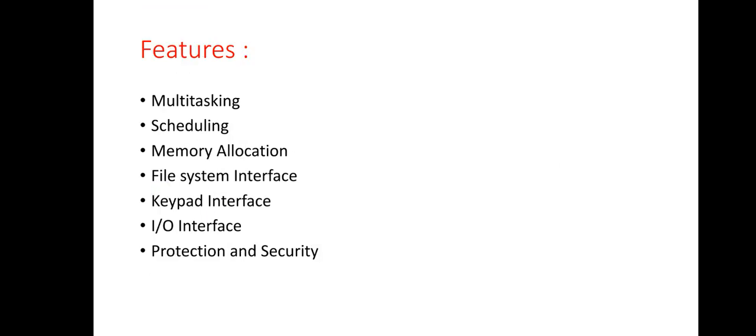These are the list of different mobile operating system features. A mobile operating system can provide multitasking, easy process scheduling, memory allocation, file system interface, keypad interface, input output interface, and last but not least, protection and security.